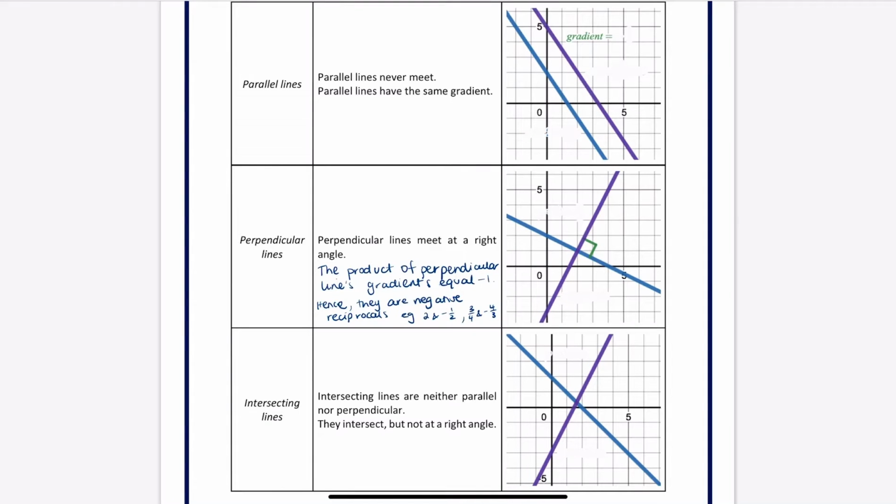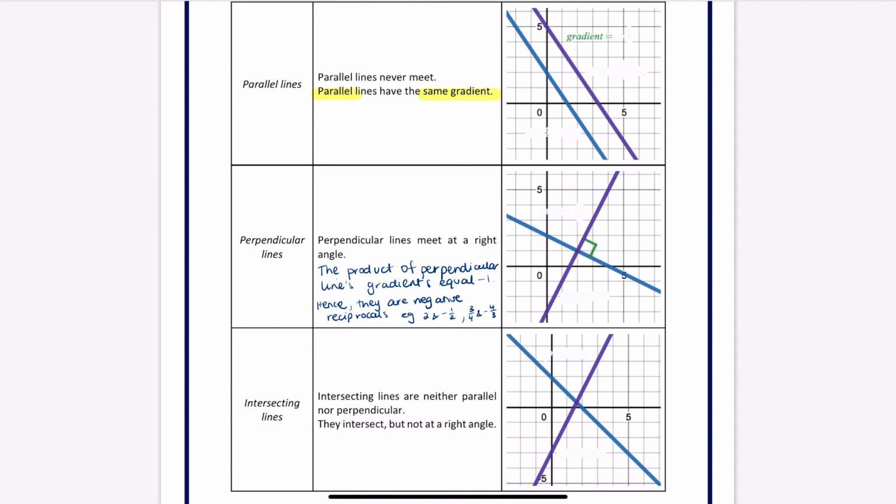Hey everyone, in this video we're going to go through identifying parallel or perpendicular lines from a graph perspective. Okay, so our first one is parallel lines. Parallel lines never meet, but they do have the same gradient, meaning they have the same slope, so they go in the same direction. The way to check this is we need to look at the gradient of these two lines. Parallel lines have the same gradient.